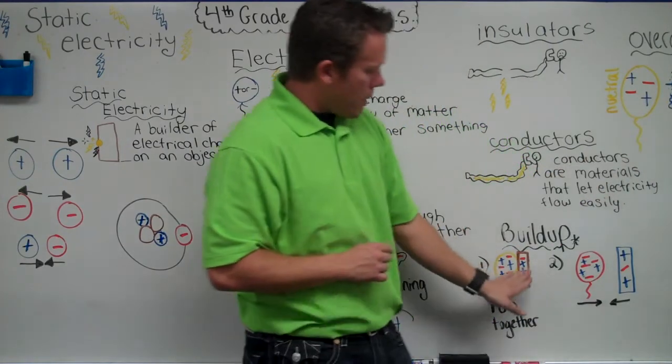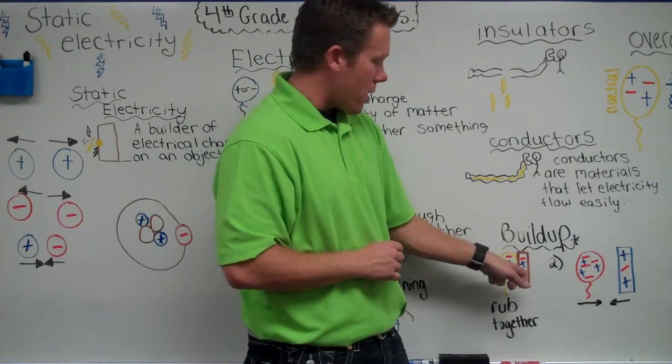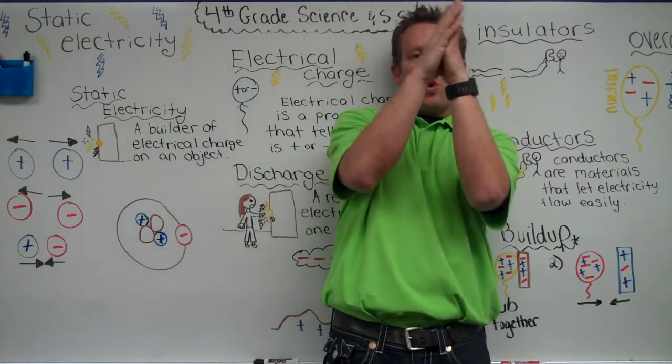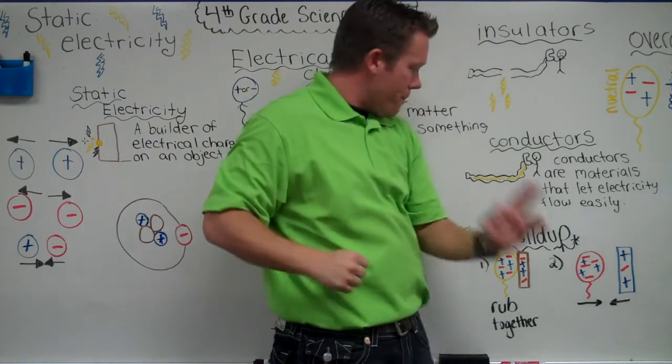So going back to our example here, when you rub those together, you have 2 neutral things that you rub together, but the balloon grabbed a negative charge off of the wool cloth.